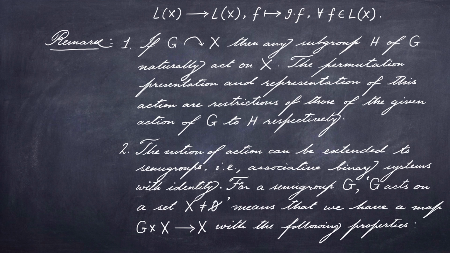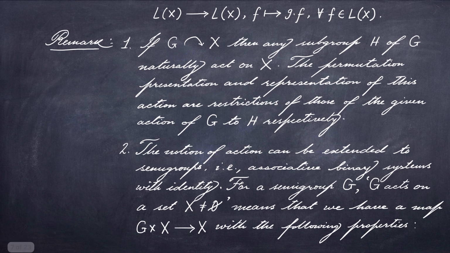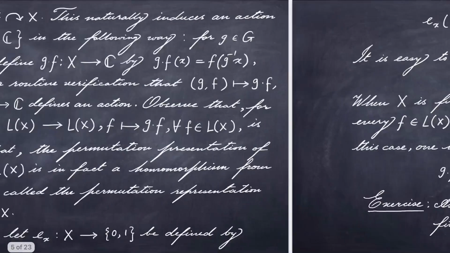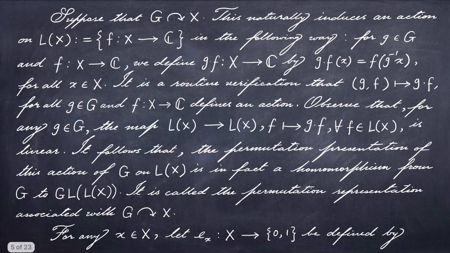Okay, so I would like to make the following remarks here, which are also quite important. Given an action of G on X, if H is a subgroup of G, then H also has a natural action on X, and the permutation presentation and representation of this action are restrictions of those of the given action of G to H respectively. Let me explain what I mean. Recall the permutation presentation. As I said, following the standard approach, we will mostly be defining actions by this. If we define the action like this, then the corresponding sigma is called the permutation presentation corresponding to that action, and the permutation representation is the homomorphism from G to the general linear group of L(X).